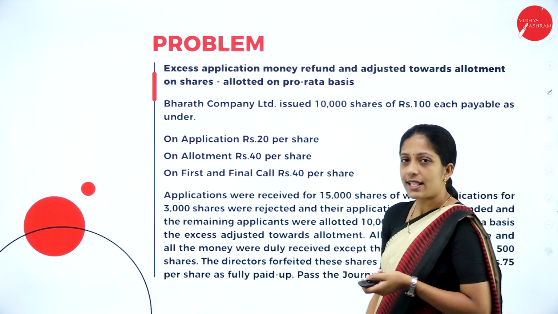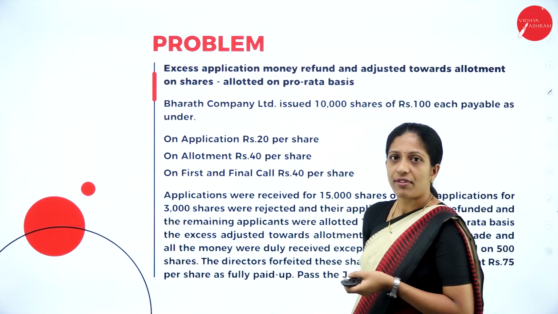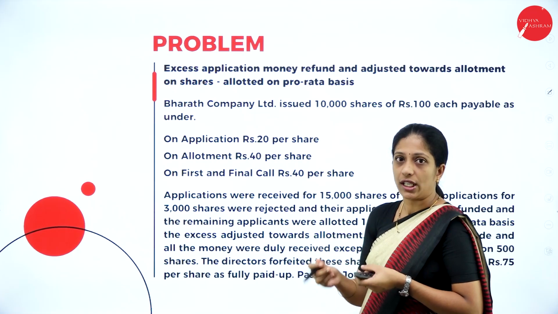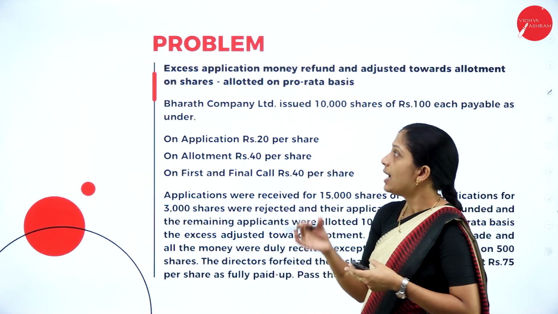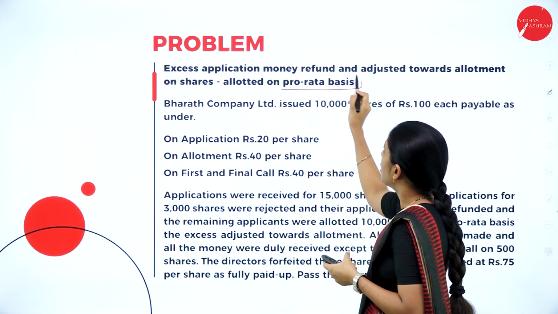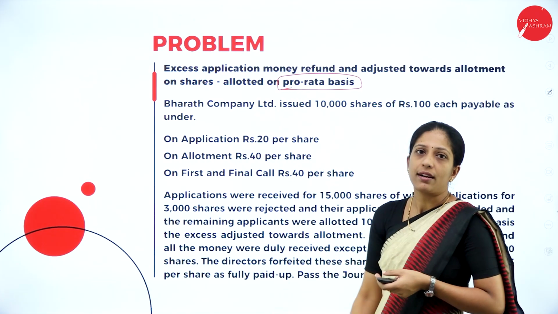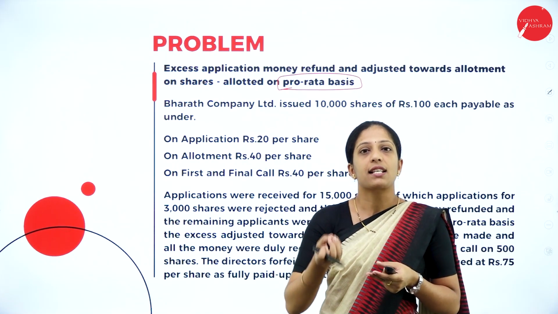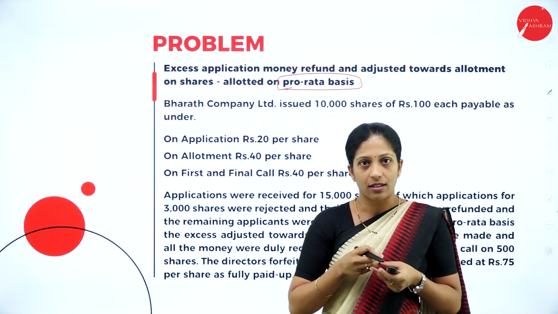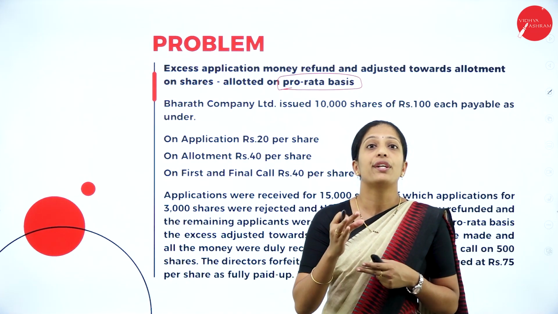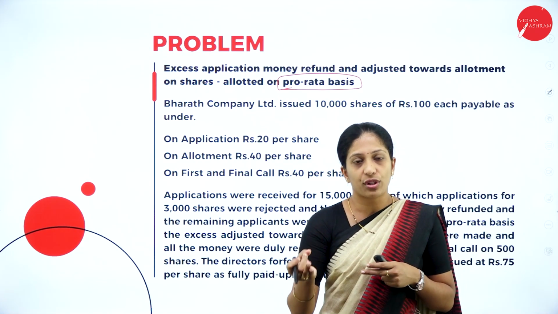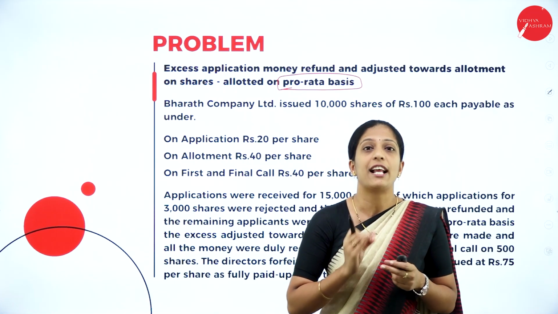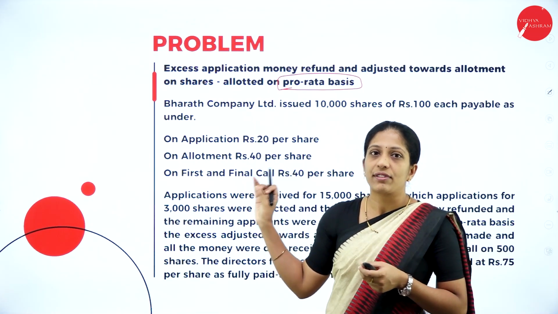Now moving on to the next problem. This is also a different situation. We have received excess application, then what is actually required? But we are going to consider it on pro rata basis. So what I mean by pro rata basis is, whatever excess application money we receive, how we are going to adjust it. Either we have to refund that amount or it has to be transferred to the allotment account. That they will give clearly in the question.